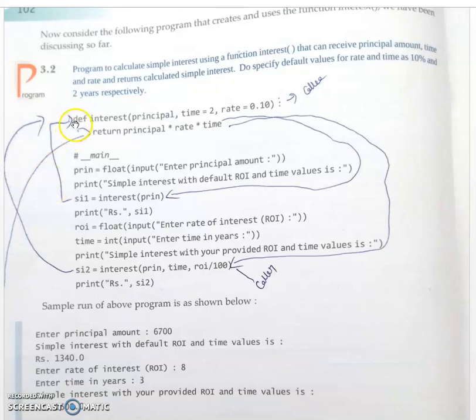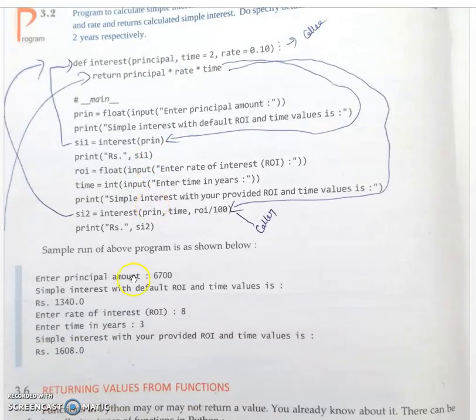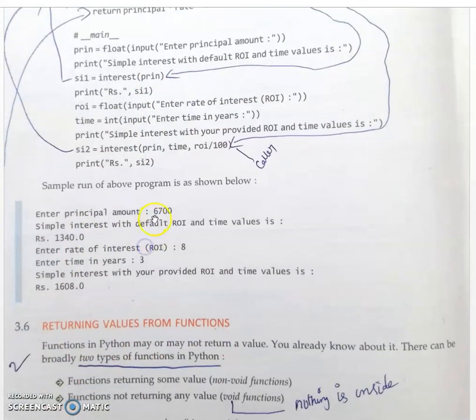In this program, first it will read the header. Since it is a header, it will move on to the next non-indented line. So it will come here. It will get the input for the principal amount from the user. After getting that, here it will get the principal amount we are entering.